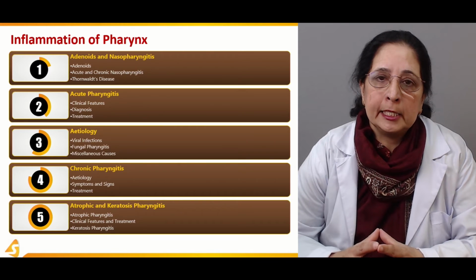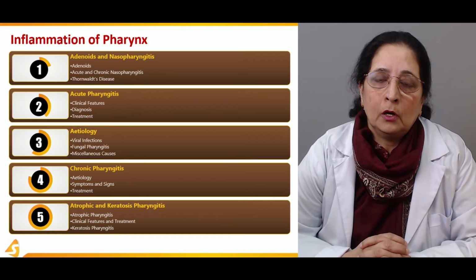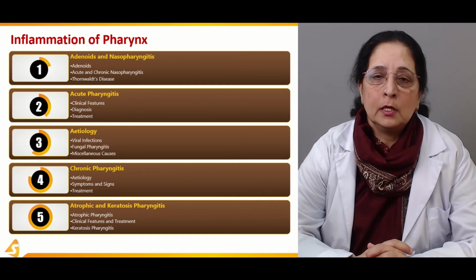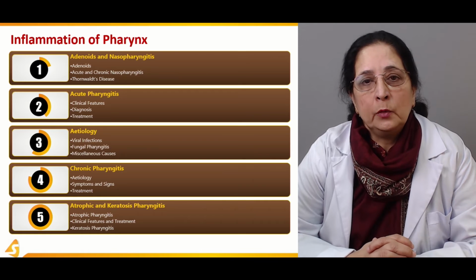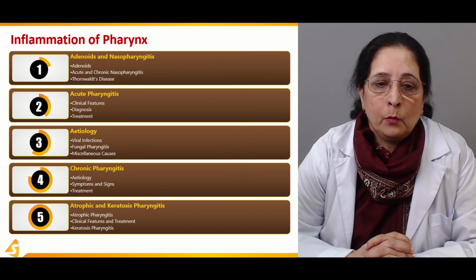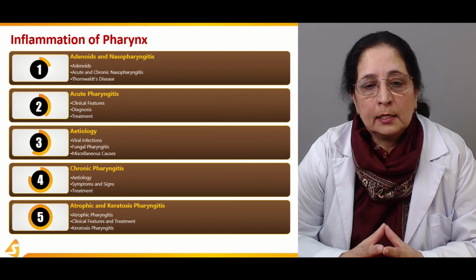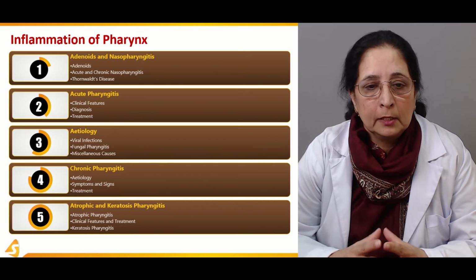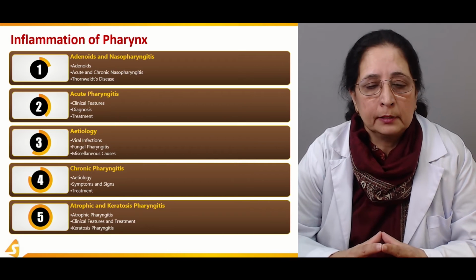Then in the third section, we will talk about the etiology or causes of pharyngitis. The causes of pharyngitis are mainly associated with different infections caused by viruses, bacteria, and fungi, and then some miscellaneous causes of pharyngitis. So all that will be in section 3 of our lecture.